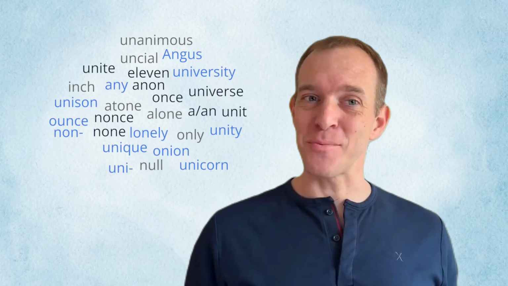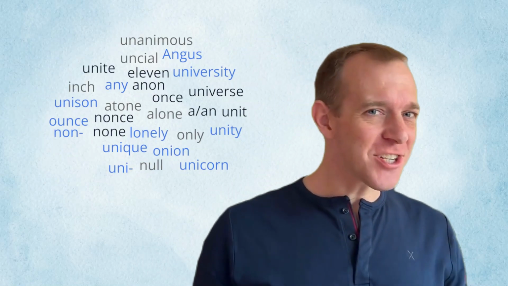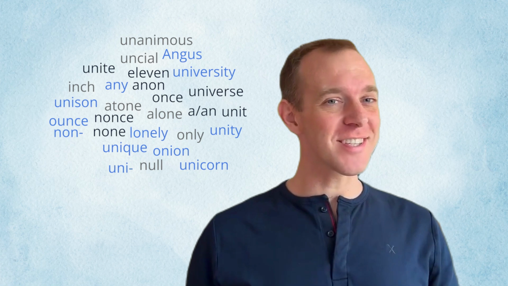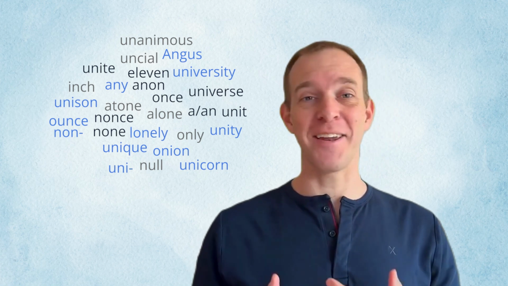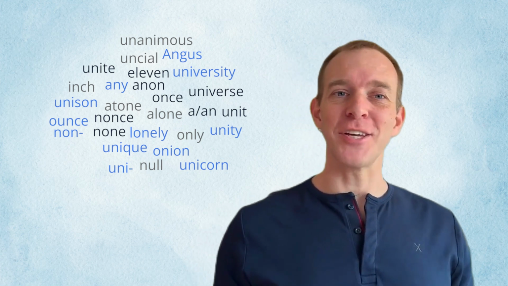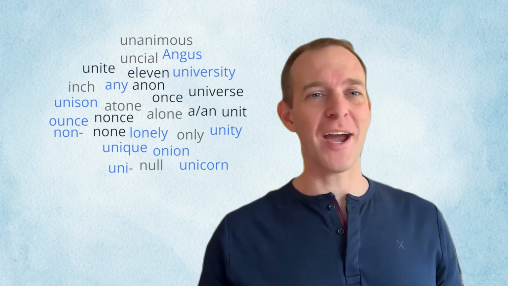Every single one of these words is related. One, inch, onion, ounce, university, alone, Angus, and many others. And in this video, I'm going to tell you the story of how this happened and how all these words came to be.